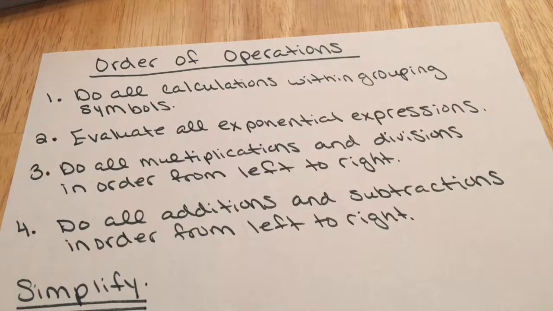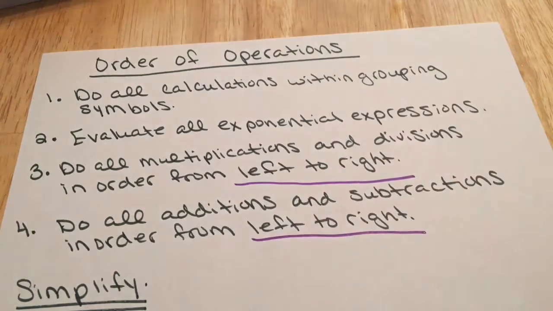Step 2 is to evaluate all exponential expressions, exponents, radicals, or roots. Step 3, do all multiplication and divisions in order, and this is so important. The order has to be from left to right, not multiplication first, not division first, whatever is first from the left side. And then step 4, do all additions and subtractions in order from left to right. So same kind of thing as on the multiplication and division.